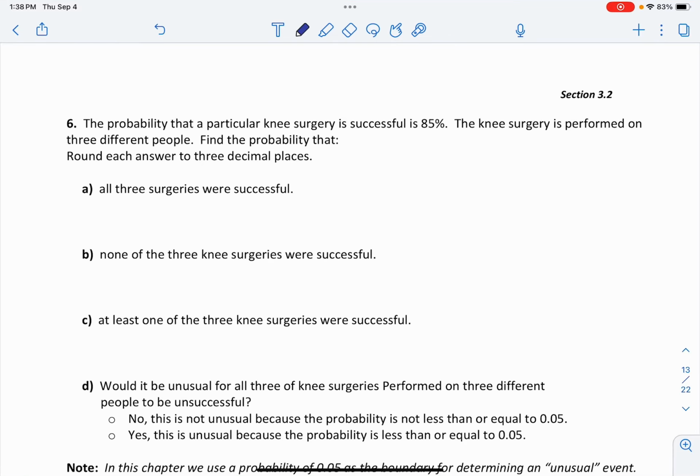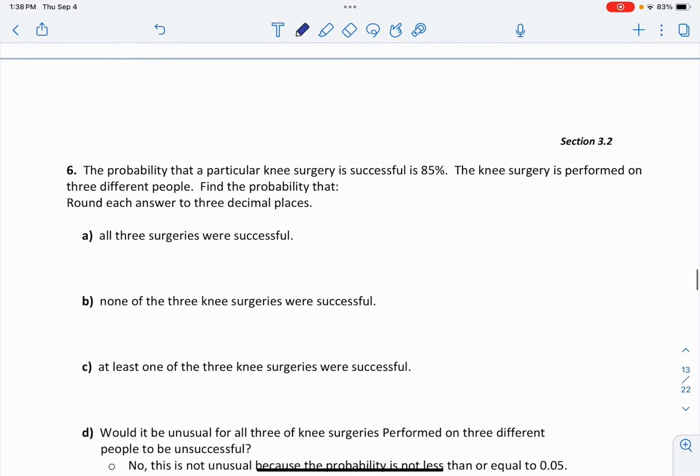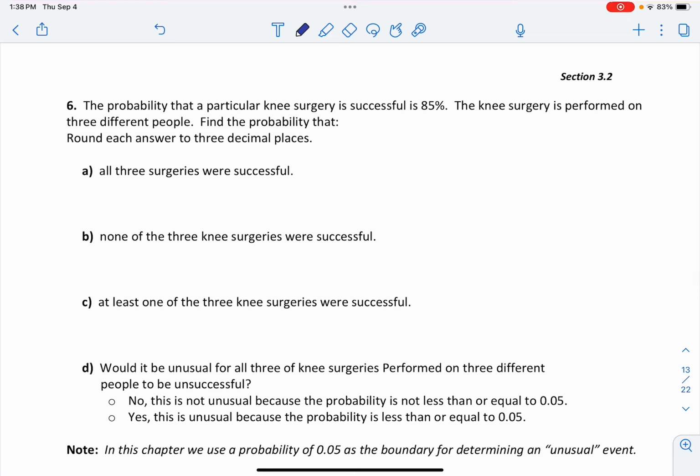Hey class, we're going to move on to the next page in 3.2. So this is page 51, and we're going to do some more examples of multiplication rule with conditional probability. Here's an example where we know the probability of a specific event, 85%, and the knee surgery is going to be performed on 3 different people.